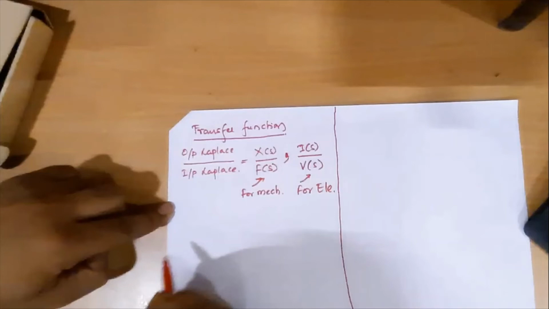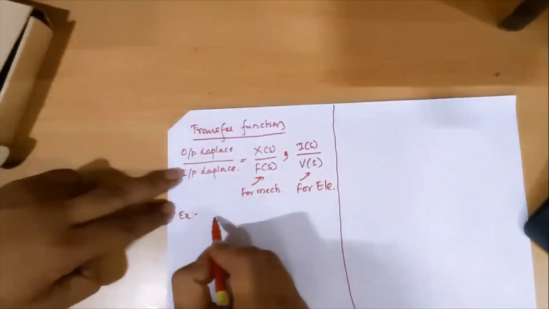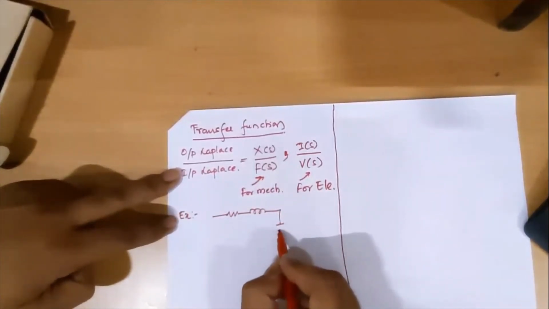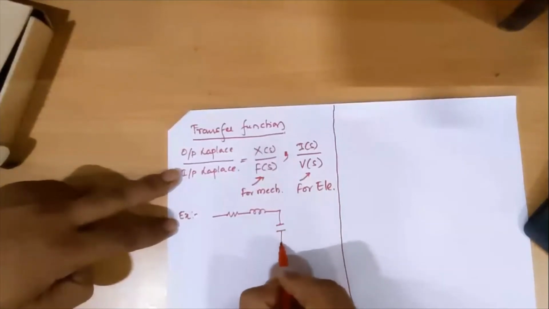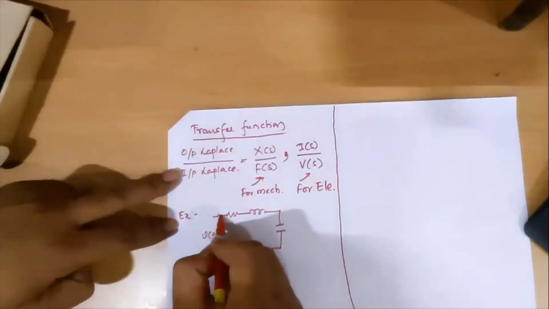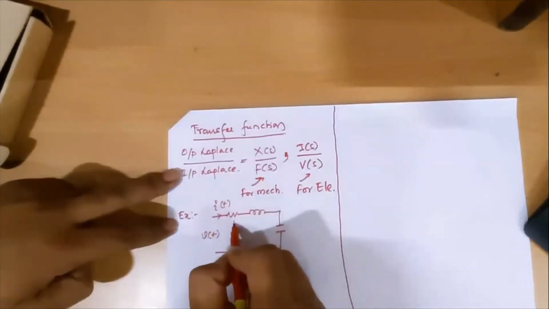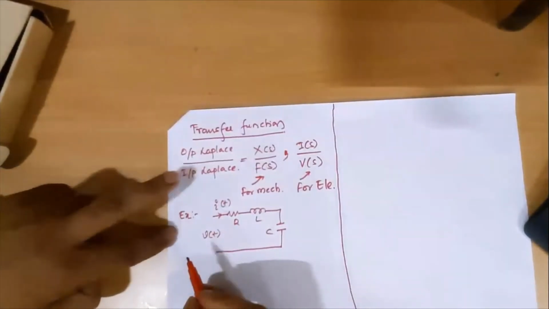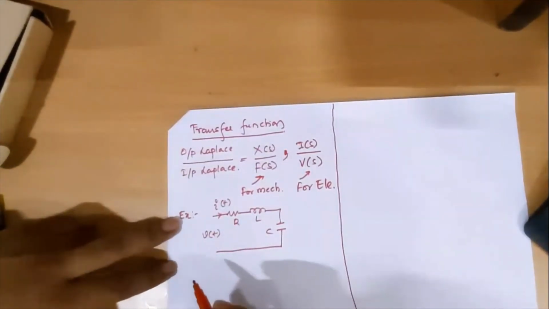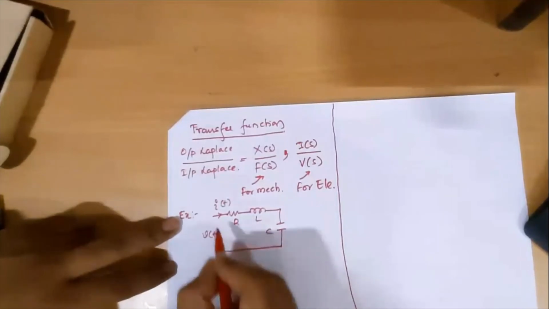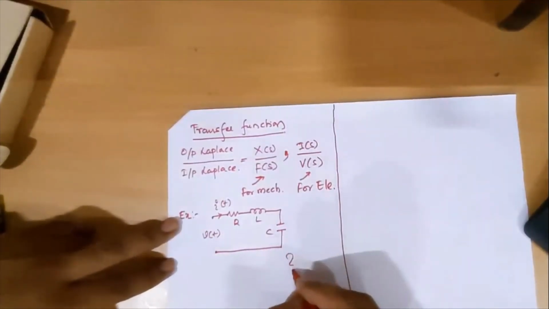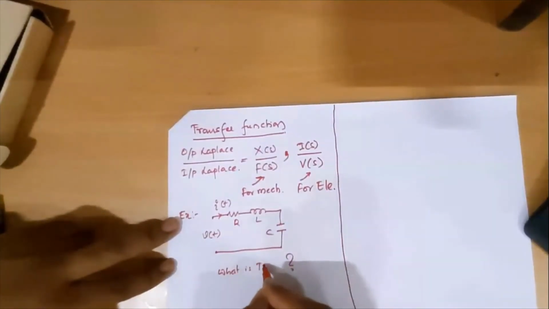Fine. Now consider one example and assume an RLC circuit like this. Let us apply an input of V of t and let the effect of the voltage be represented in terms of current I of t, as shown. For this circuit, I will take V as input and I as output. So how can we write the transfer function for this? What is the transfer function for this?